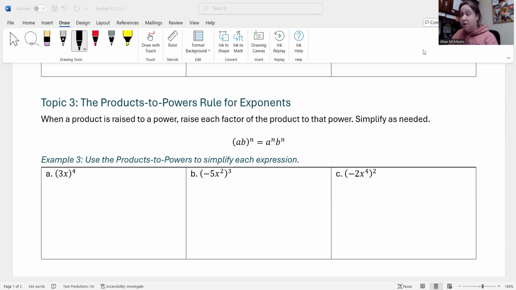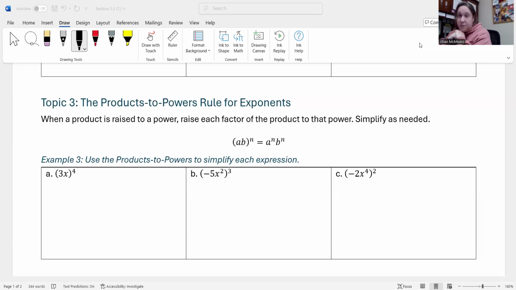In topic 3, we're going to talk about the third exponent rule for multiplication, which is called the products to powers rule for exponents, okay? And it's exactly what it says if you really think about it. It says when a product, now the product must be in parentheses, keep that in mind, when a product is raised to a power, raise each factor of the product to that power, simplify as needed.